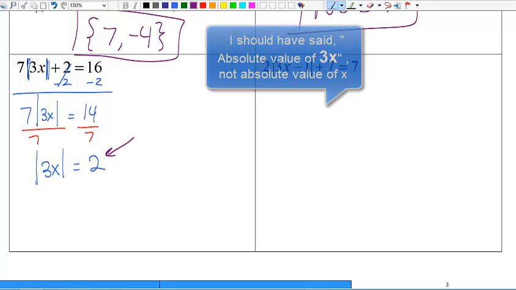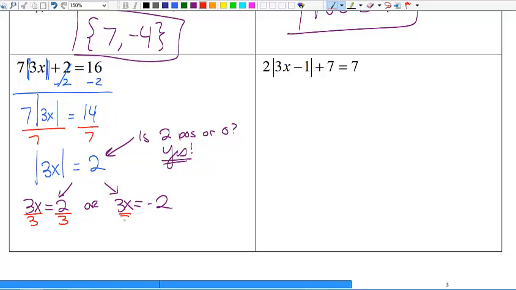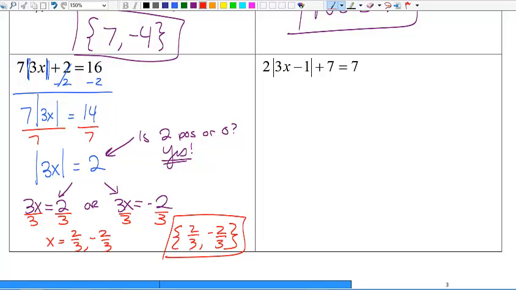Now that the bars are by themselves, I ask myself, is 2 positive or 0? And the answer there is yes. So because 2 is positive, I can continue by breaking these up. I have 3x is equal to 2, or 3x is equal to negative 2, using our steps from above. Then I'm going to solve each of these, and I get two solutions. x is equal to 2/3, or x is equal to negative 2/3. So my solution set is 2/3 and negative 2/3. You'd only ever use solution set for solved problems, by the way. So there's my solution.